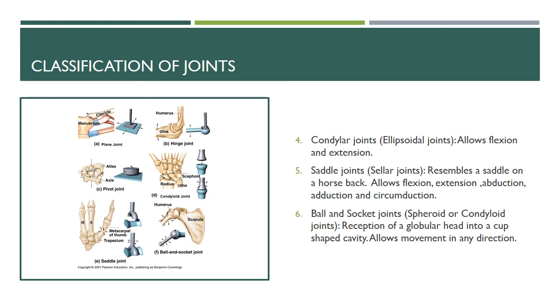The last one is the ball and socket joints. Ball and socket joints are formed by the attachment of a globular head into a cup-shaped cavity. It allows movement in many directions. You can see the ball and socket joints in your shoulder and hip joints.